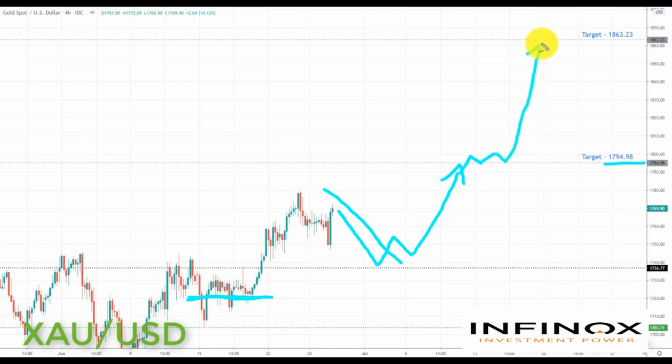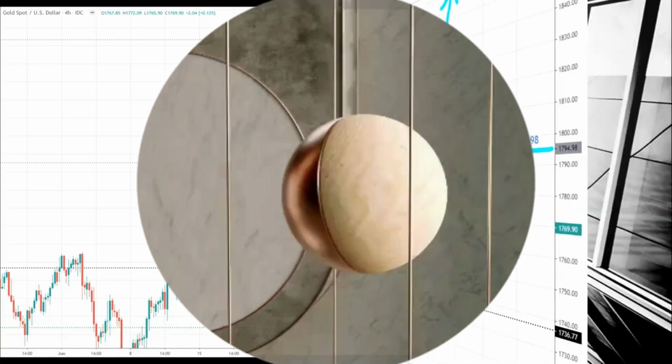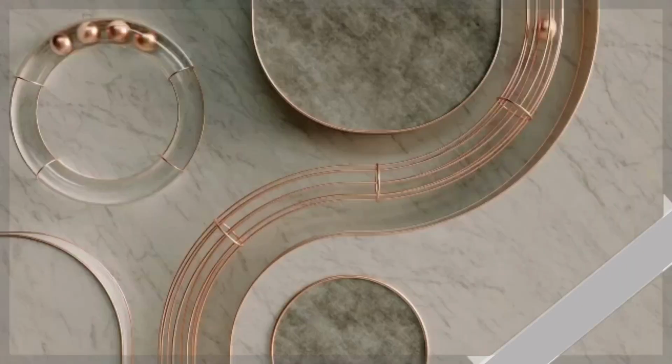And if we can get a break through here, we're going to be looking up towards the next key of resistance to the upside and target 2, at the 1863.23. Now you can see if we do get a break above the 1794.98, we could actually be on for a pretty big move up towards the 1863.23, as there is not really anything but air between these two levels. So something to keep an eye on going into next week in this market.